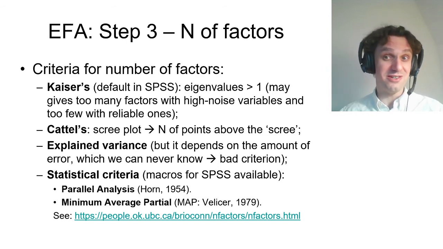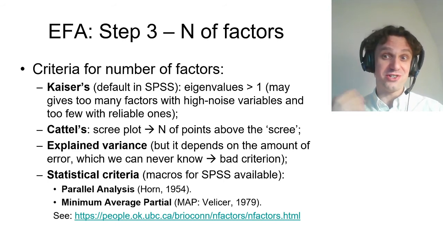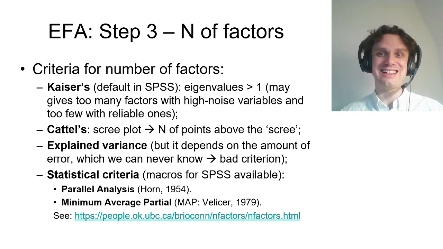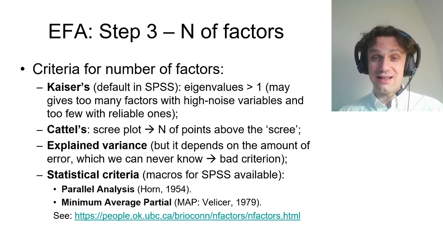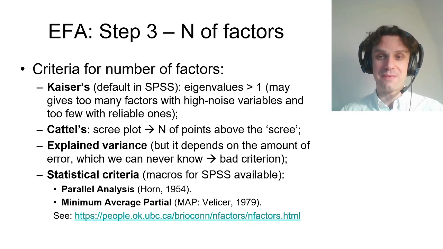That's why it's best not to use it. A much better criterion is Cattell's test, the scree plot, which I will show you what it looks like very soon. Also, some people say, let's try to rely on explained variance. Let's try to create a factorial model that would explain a certain proportion of variance of our variables.